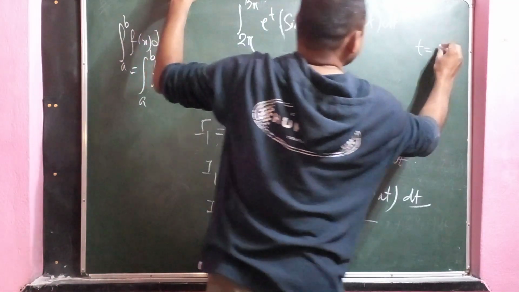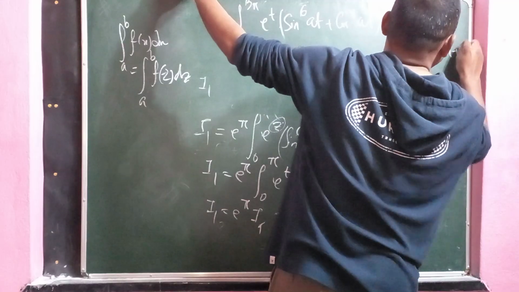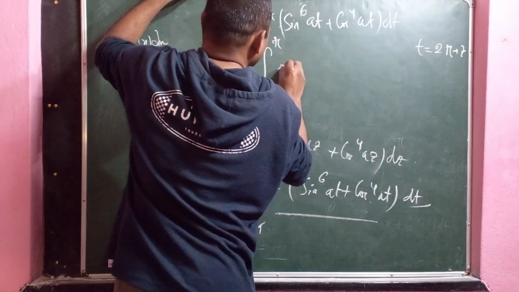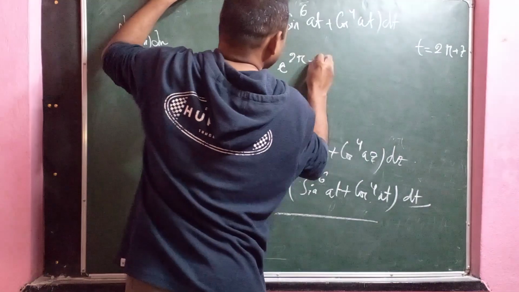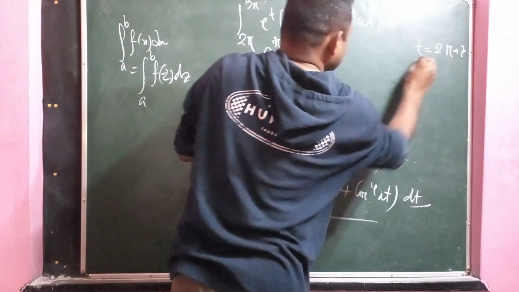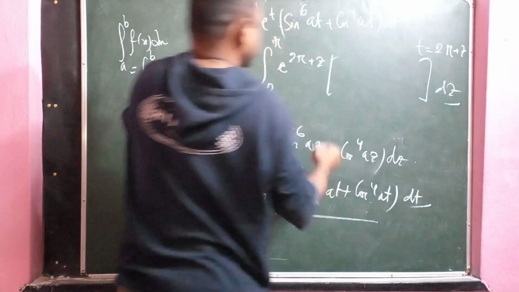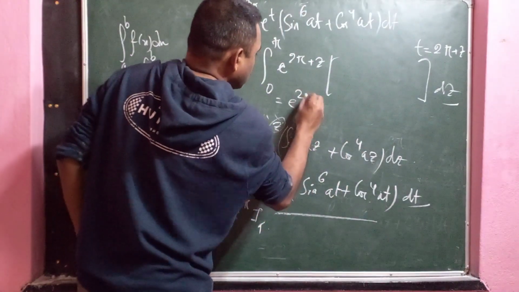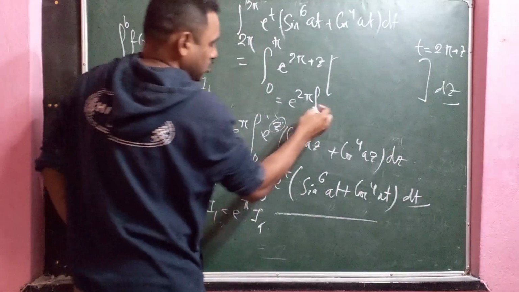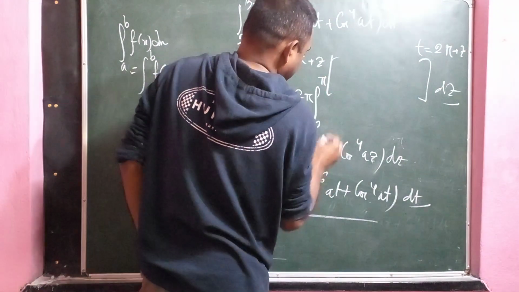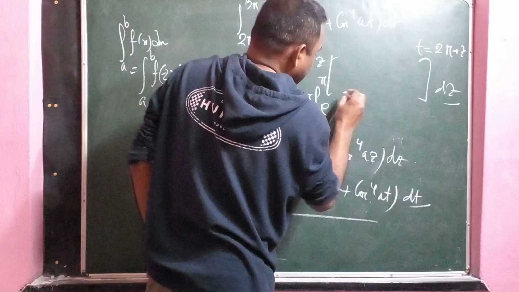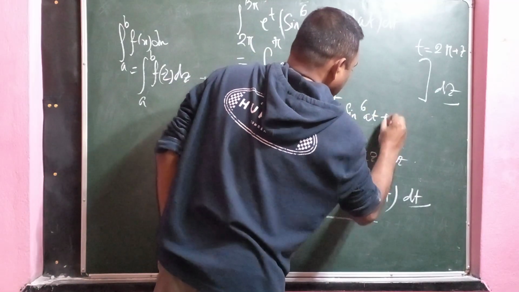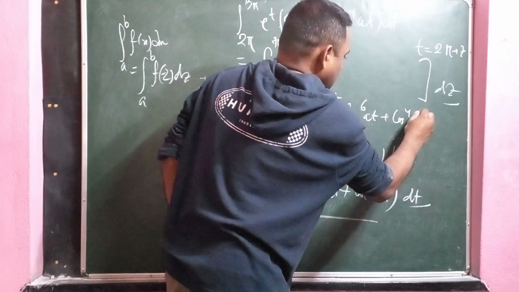Now take t is equal to 2 pi plus z. So this will become 0 to pi e to the power 2 pi plus z, and dt equals dz. Now this will become e to the power 2 pi times the integration, similar process, 0 to pi e to the power z, but we will take t, sine 680 plus cos 480 dt.